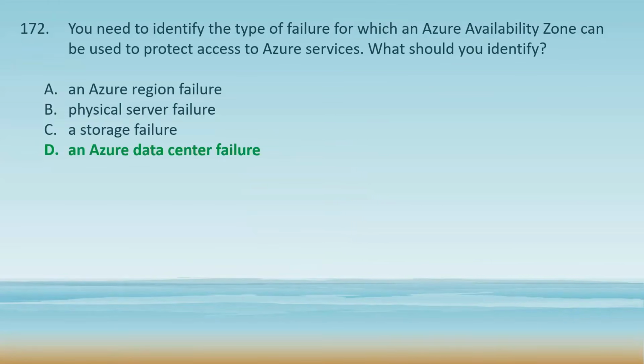This means that if one data center within a region experiences any issue or failure, services can continue to operate from another availability zone within the same region, ensuring the availability and resilience of your Azure services.